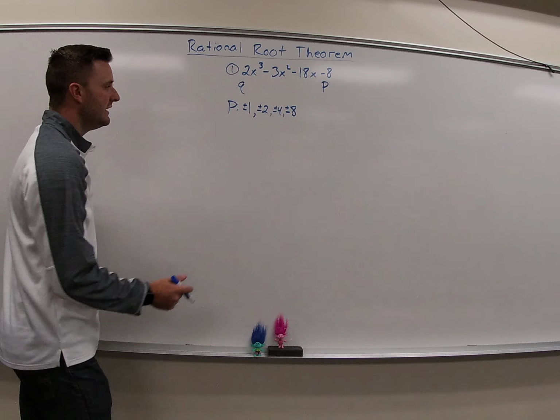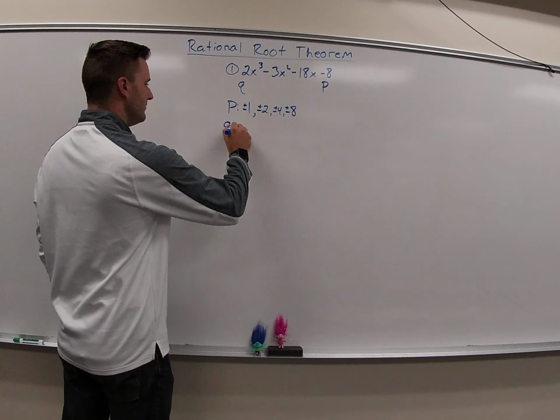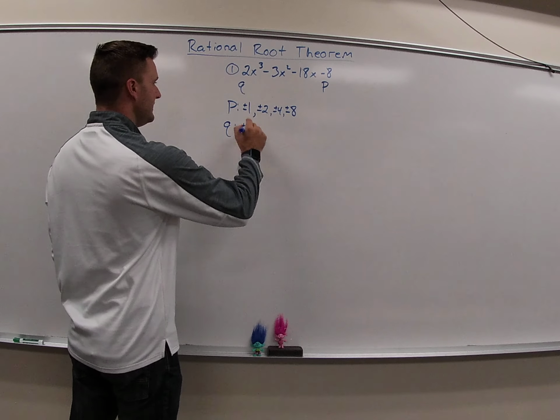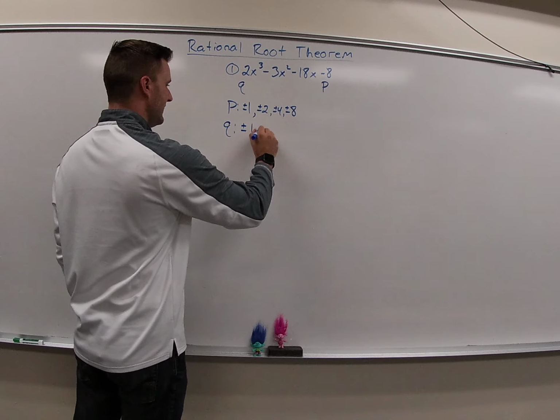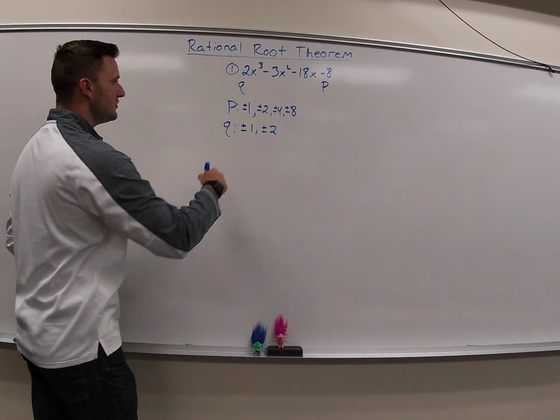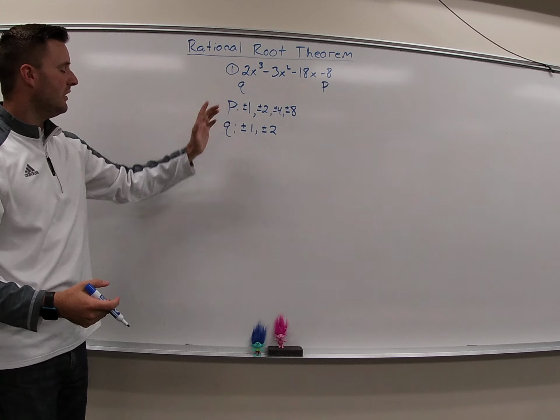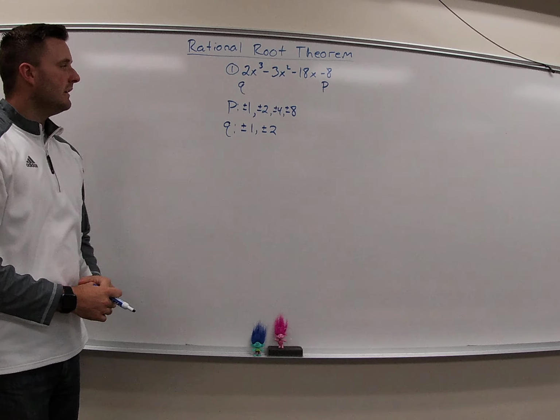In the same way, we need factors of q. So factors of q are going to just be plus or minus 1 and plus or minus 2. The only two numbers that multiply to give me 2 are 1 and 2.